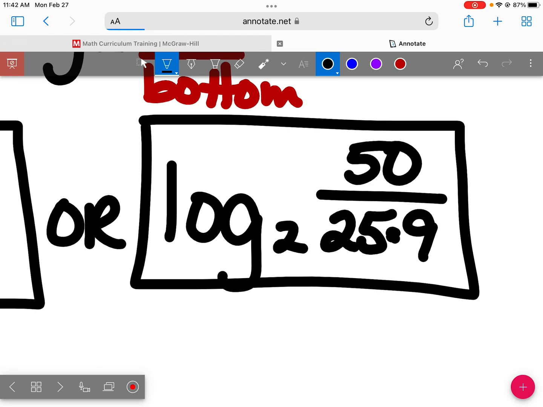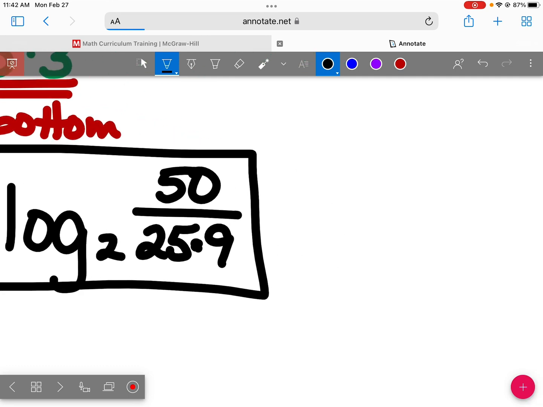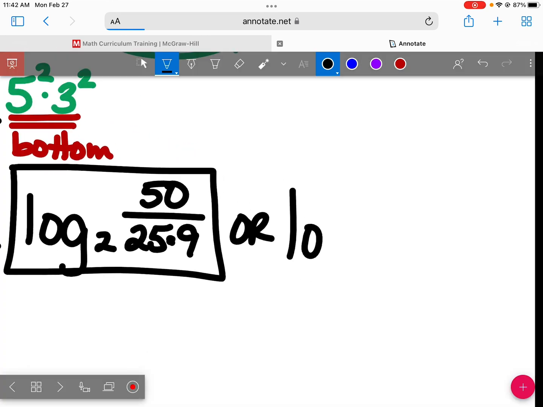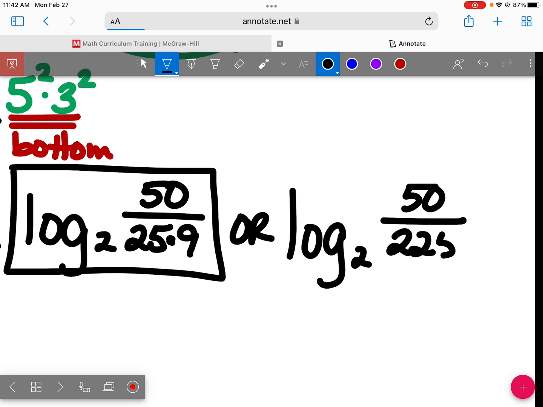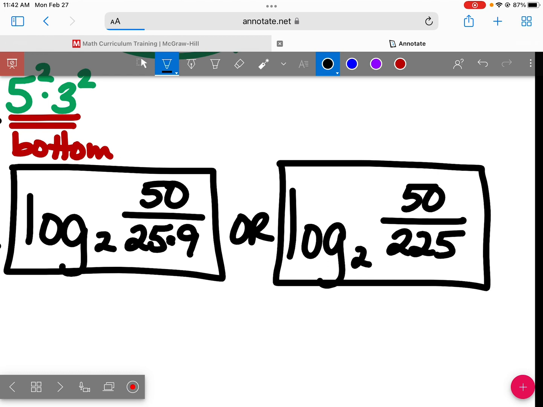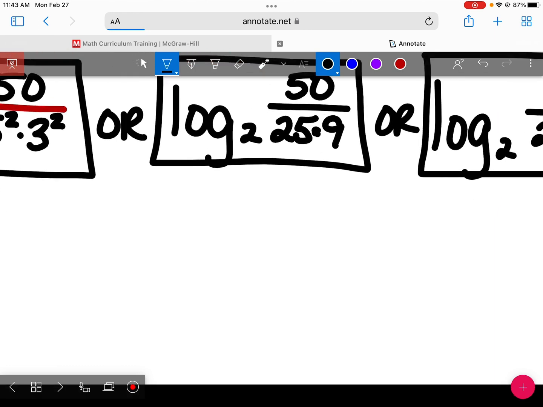Does anybody happen to know what 25 times 9 is? 225. So, again, if you want to get real fancy with it, you could write it like this. That would also be correct. Could you simplify 50 over 225? Ten over 45, 2 over 9.